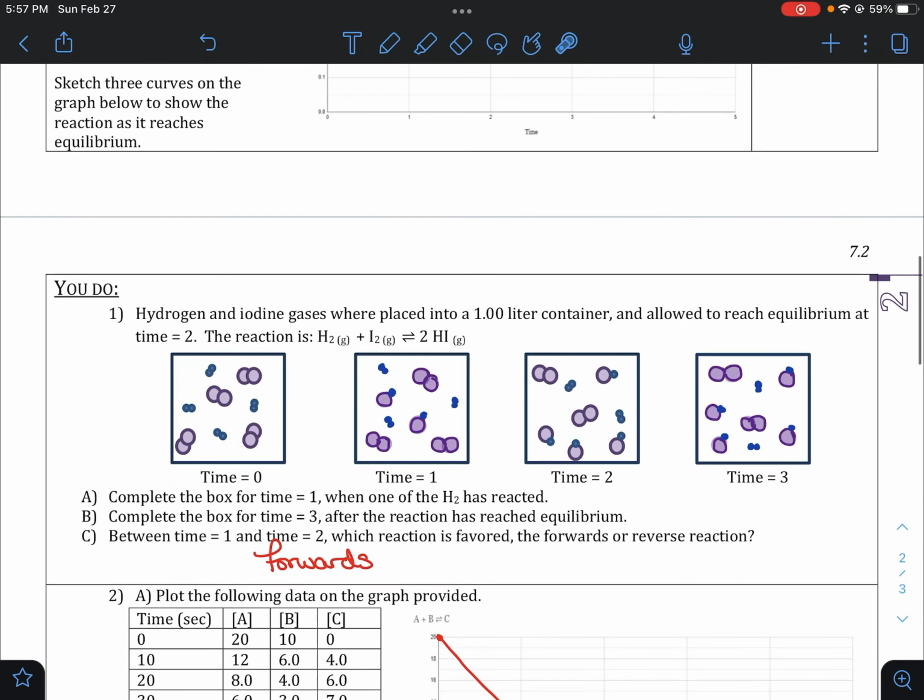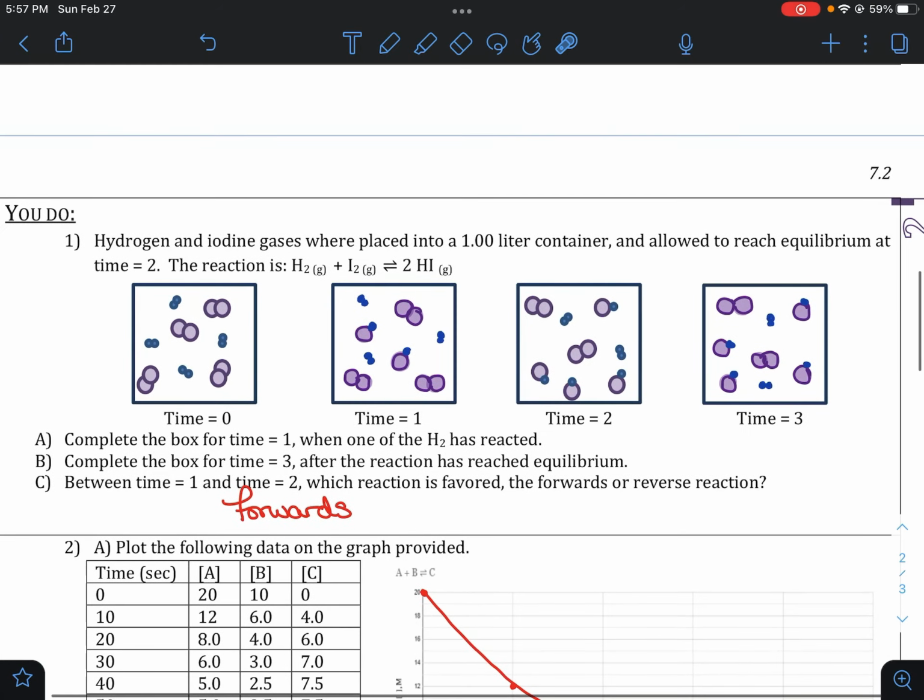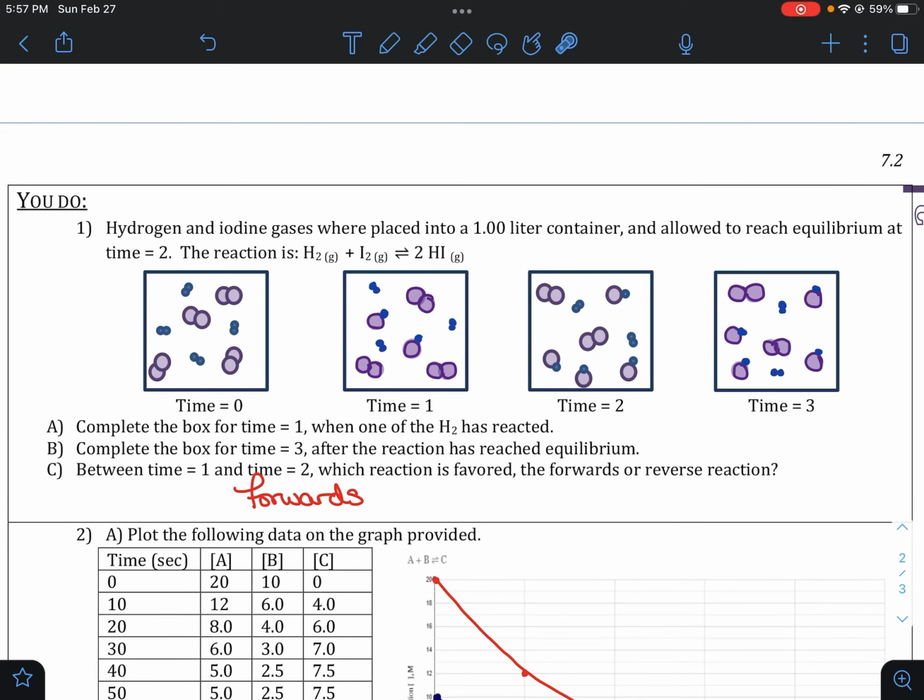All right, now the first You Do problem. Hydrogen and iodine gas were placed in a 1 liter container and allowed to reach equilibrium at time equals 2. So we know here that this is our equilibrium. Now, there is our reaction. We have to check, of course, is it a balanced chemical reaction? Yes. So what this is saying is one H2 reacts with one I2 to form 2 HI.